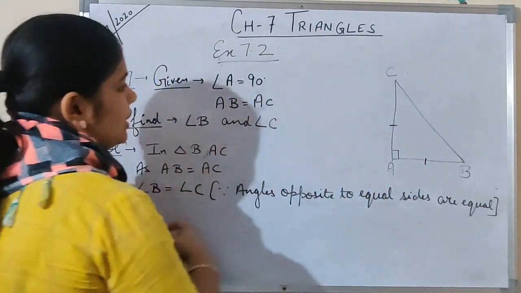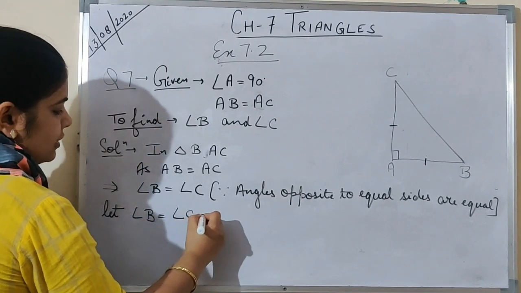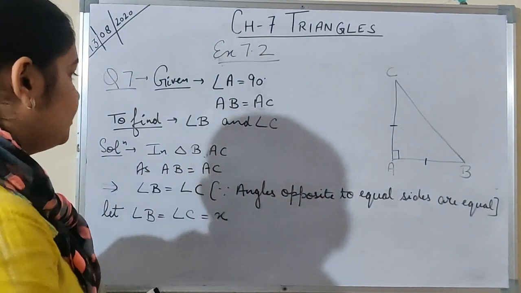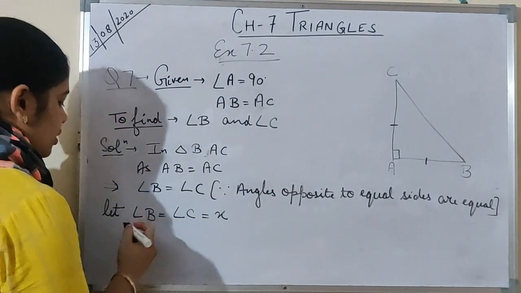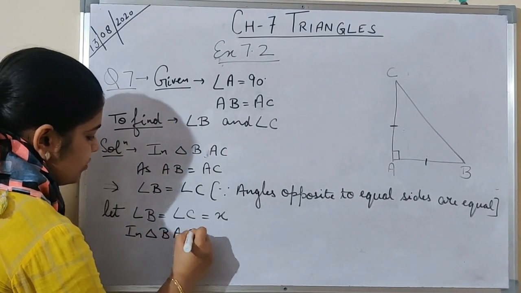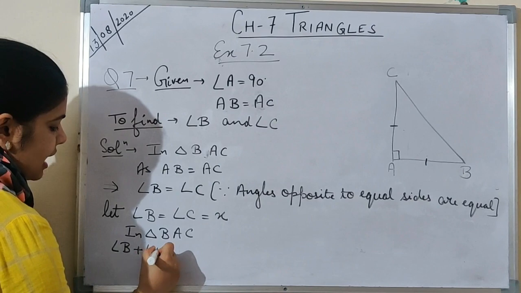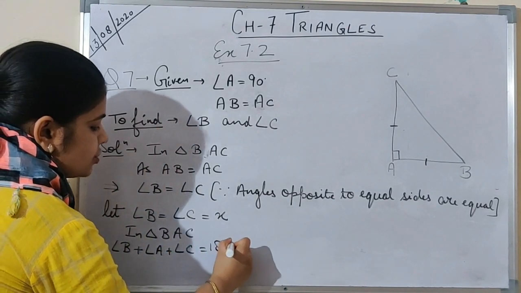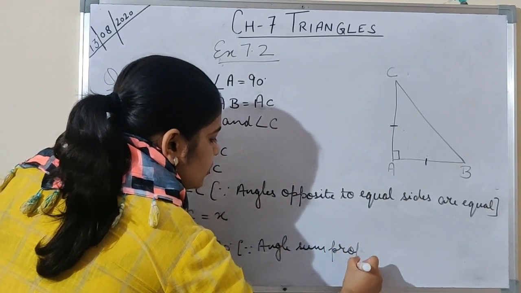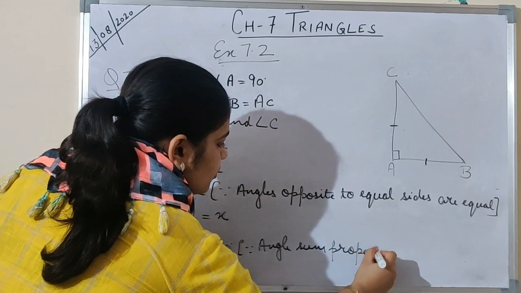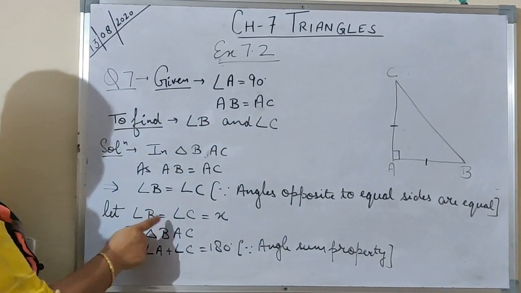Now, as angle B and angle C are equal to each other, what can I write? I can take angle B is equal to angle C is equal to X. Now again, I'm going in triangle BAC and can I apply the angle sum property over here? Yes, so we will apply the angle sum property in triangle BAC. So I'm writing over here that in triangle BAC, angle B plus angle A plus angle C is equal to 180 degrees due to the angle sum property of a triangle.